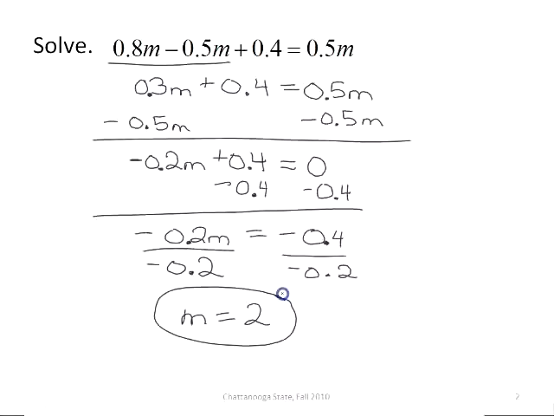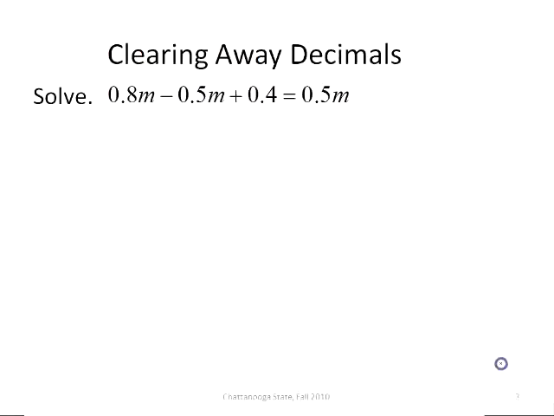In that problem, I kept the decimals in there, and I worked it with the decimals. It wasn't terribly messy to do that. But you can also clear away the decimals. This is the same equation. This time I'm going to clear the decimals away by multiplying both sides of my equation by a power of 10. In this particular equation, I want to multiply both sides of my equation by 10.